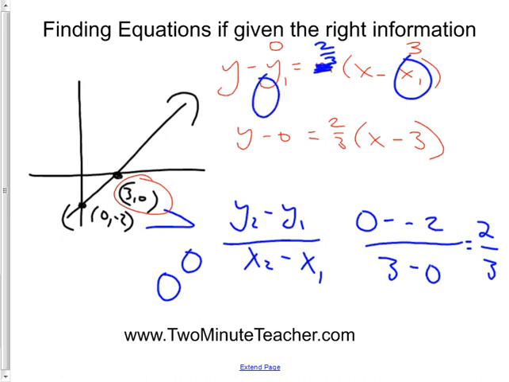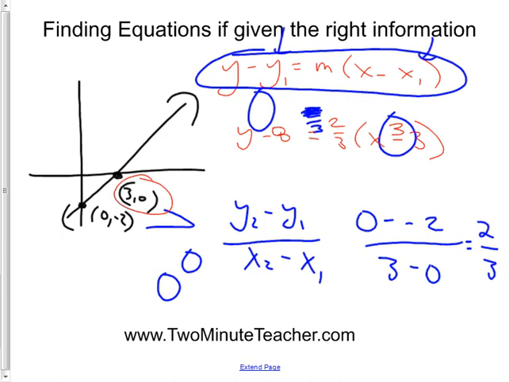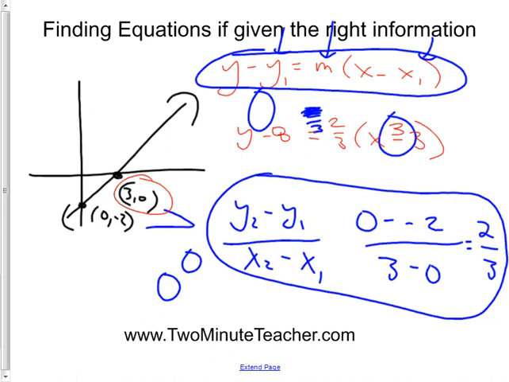That's a great way for finding equations, just starting with that really important equation. I'll clear it off so you can see it again. y minus y sub 1 equals m times x minus x sub 1. And remember that the points always go there, and the slope goes there. And to find the slope, you use this process right here. Unless they give you the slope, in which case it's even easier.